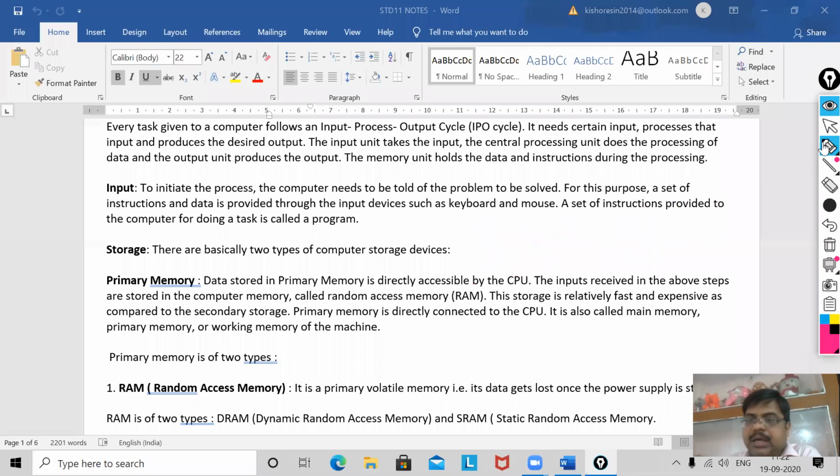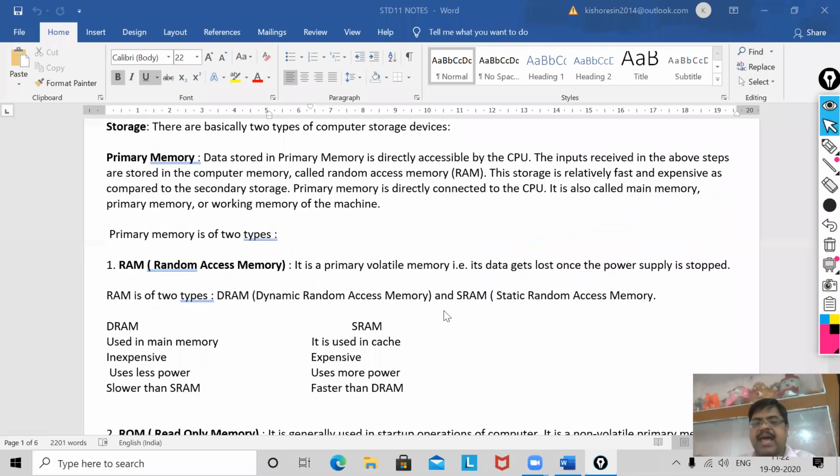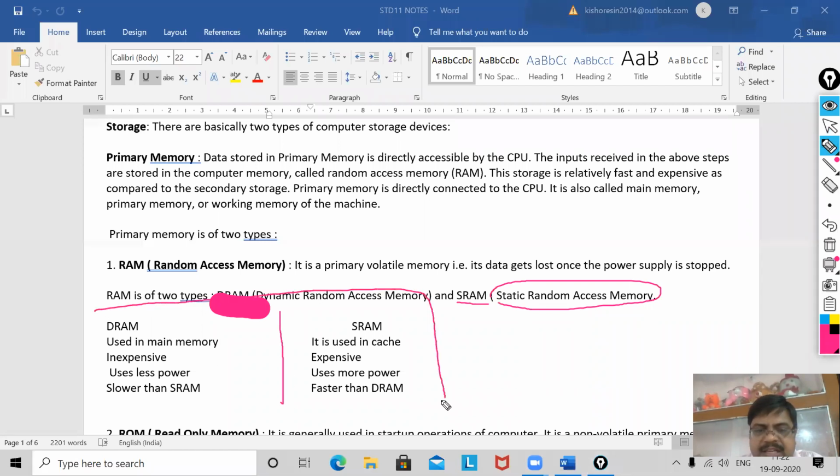Now here it is already written RAM and ROM. Listen, my dear, if I'm talking about the RAM, then RAM is of two types. One you can see on the screen, that is DRAM, dynamic random access memory, and the other one is SRAM, static random access memory. How can you differentiate, my dear, that this is my DRAM and this is my SRAM? You see, I have already made a table. Using this table you can understand the difference between DRAM and SRAM.